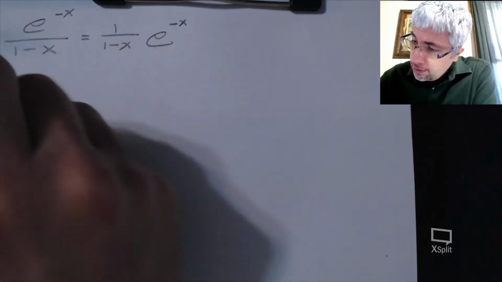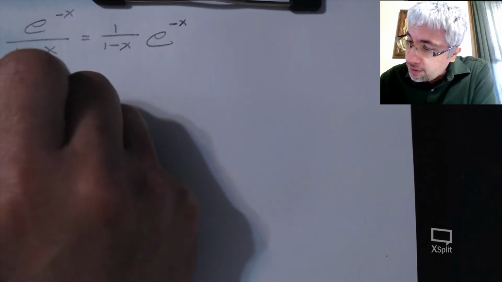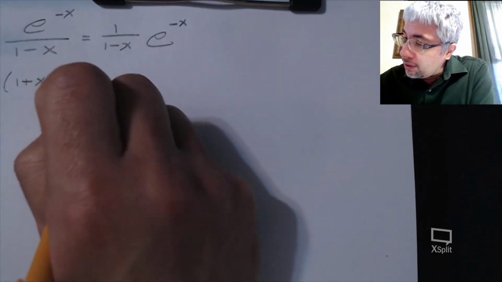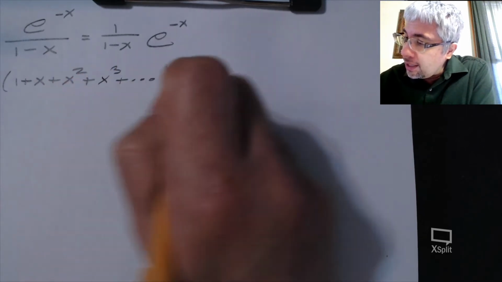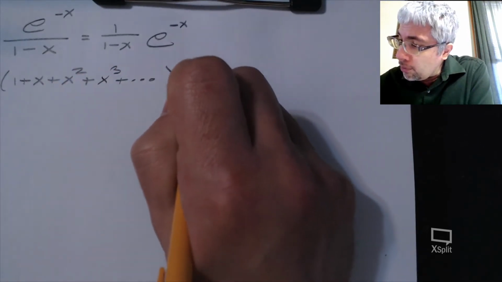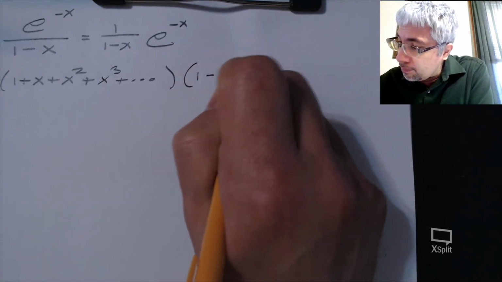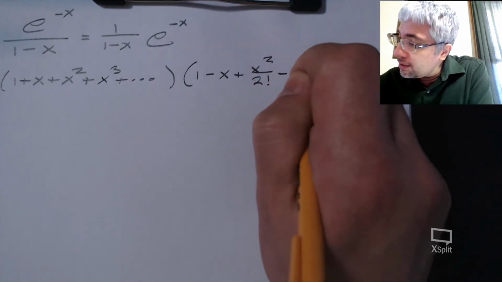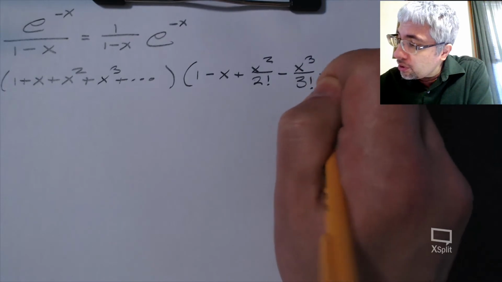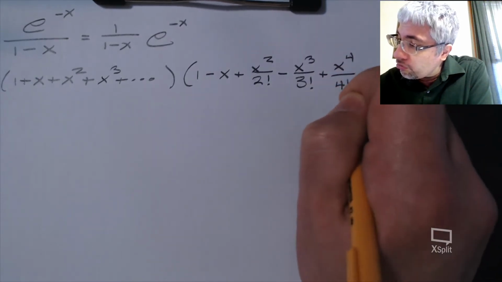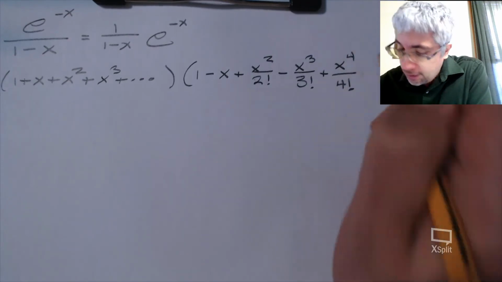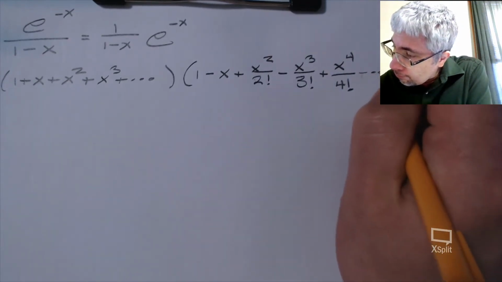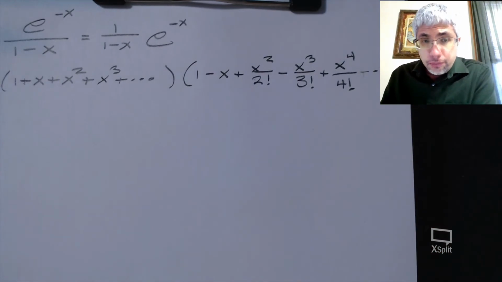Well, let's see. I'd get 1 plus x squared plus, let's do one more term, dot, dot, dot. And here we'd get 1 minus x plus x squared over 2 factorial minus x cubed over 3 factorial plus x to the 4th over 4 factorial. And the next one would be a minus, and so on. Okay, so this is the generating function, the exponential generating function that we got for our derangements.